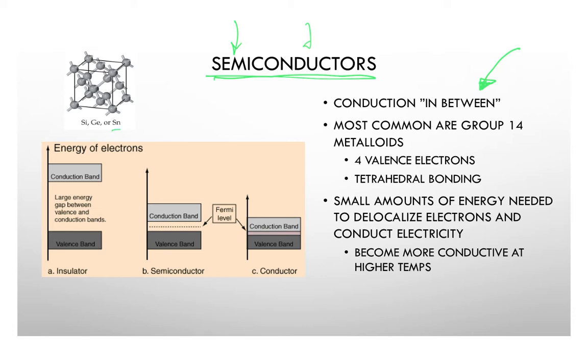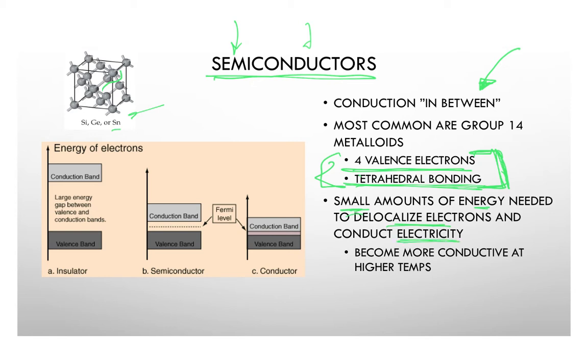So silicon, germanium, tin. Those are the places where we most often see the semiconductors. Why? Well, because they have 4 valence electrons and tetrahedral bonding. That's required or convenient for us to be able to get semiconduction happening. When you have these particular structures in these particular atoms, it only requires a small amount of energy to delocalize the electrons. In other words, to take a little electron and pull it off. Once that electron is pulled off, it now has space that it can travel through, and you can go ahead and conduct electricity.